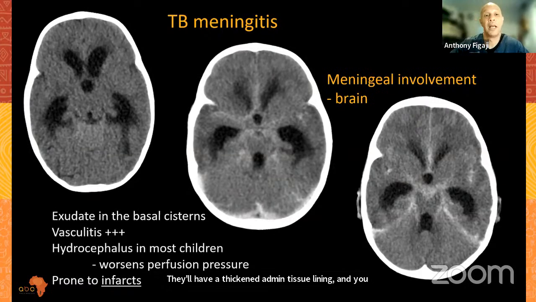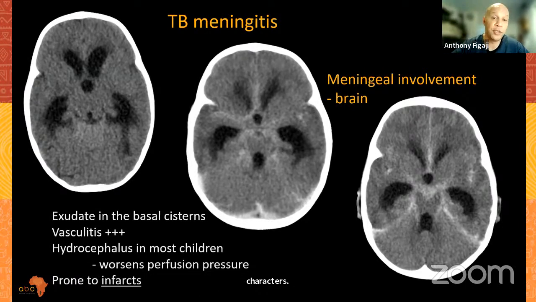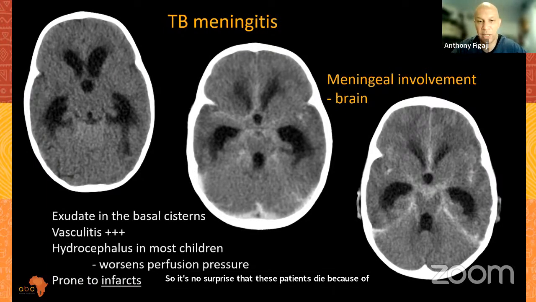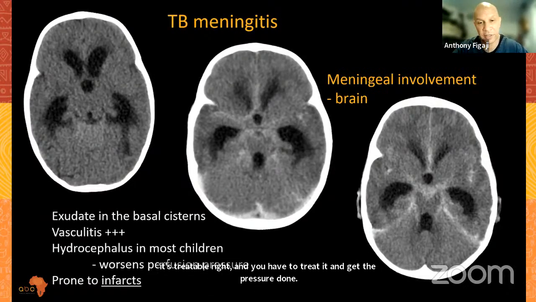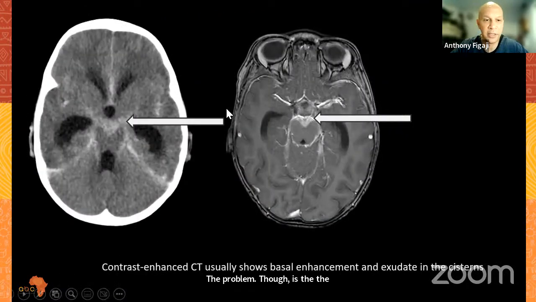And then, of course, patients often have hydrocephalus, so about 80% of kids have hydrocephalus, and that further reduces the perfusion pressure. So it's no surprise that these patients die because of infarcts. They have ischemia of the brain and they develop infarcts. You can treat the hydrocephalus, and there's lots of debate about how you should treat it, but it's treatable, right? And you have to treat it and get the pressure down. The problem, though, is the infarcts due to the vasculitis. And so typically this is what it looks like.